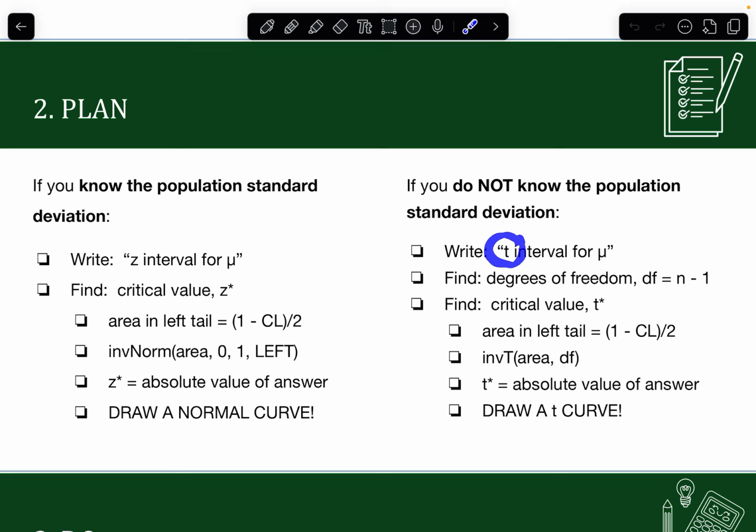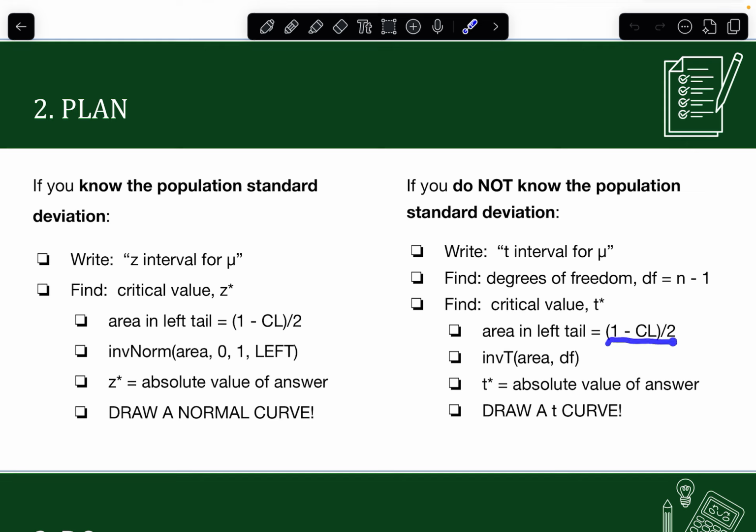If you don't know sigma and you're working with the t-distribution, the process is very similar, but you need to know your degrees of freedom first. So after you've written down that you're doing a t-interval for mu, you're going to write down df equals sample size minus 1. Plug those numbers in. Finding the critical value, once you've done that, is very similar.